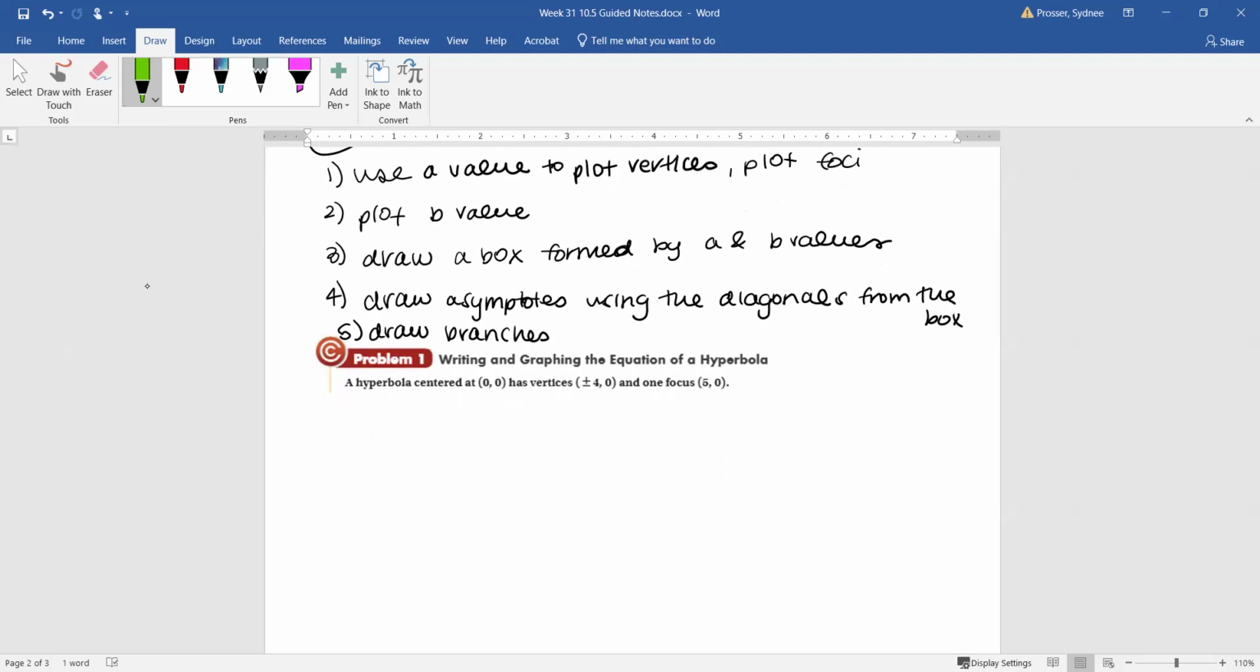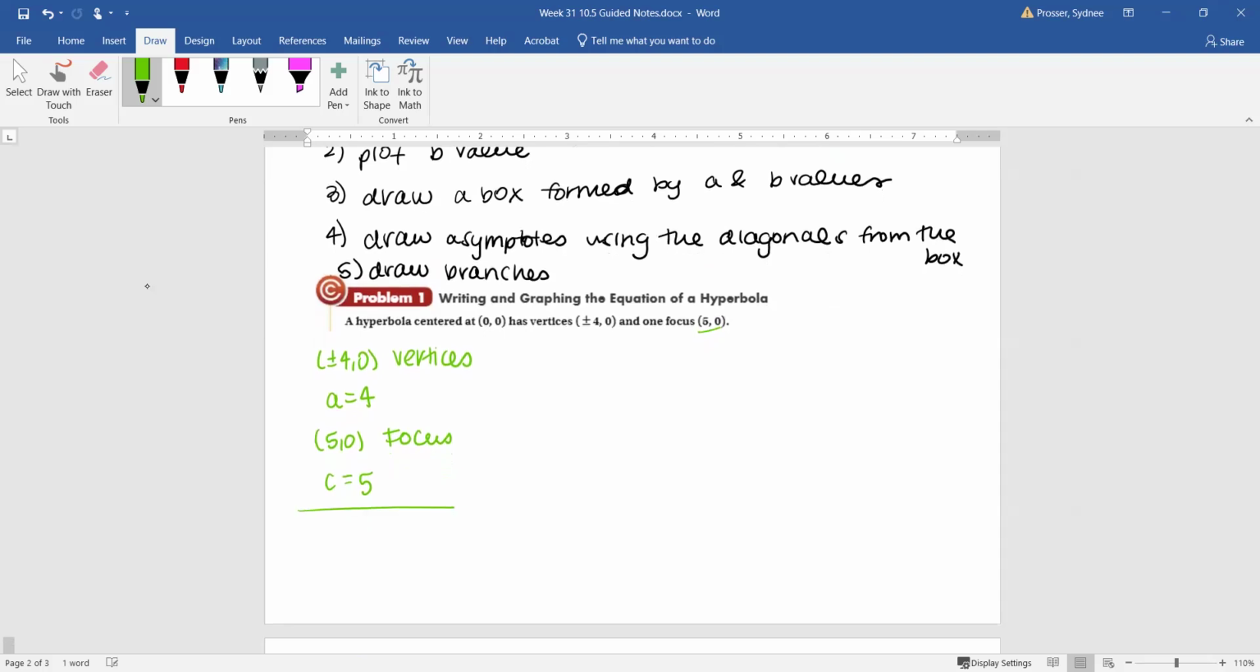Okay, so when we look at our vertices, so let's write down, we've got plus or minus 4, 0 is our vertices. So that tells me that our a value is 4. And then because we have a focus at 5, 0, I know my c value is 5. Right away, I'm realizing I'm going to need to find my b value. So let's use our equation, c squared equals a squared plus b squared, to find b. So our c squared is going to be 25 equals our a squared, which is 16, plus b squared. We're going to subtract 16, we get 9 equals b squared. So now I know my b is 3.